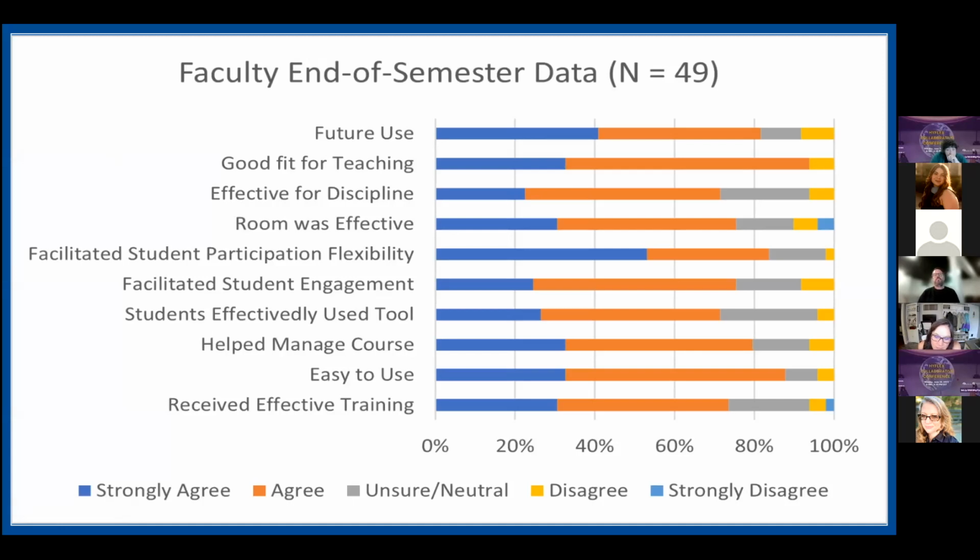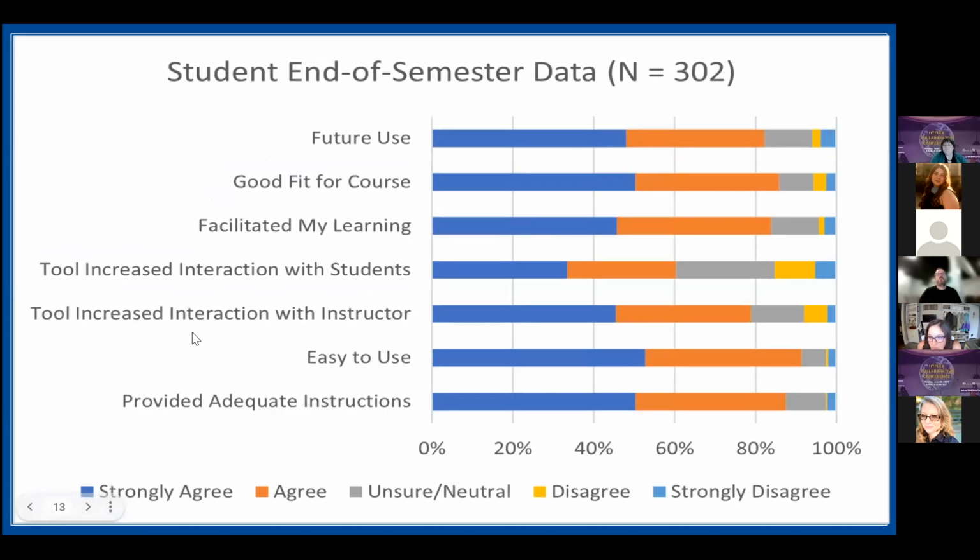These questions, again, were Likert scale questions. Faculty either agreed or strongly agreed, greater than 60, 80% for each of these, including future use, good fit for teaching, effective for their discipline, was their room setup good, did it help facilitate student participation, and did the students use the tool effectively. The tools themselves were well received by the faculty members.